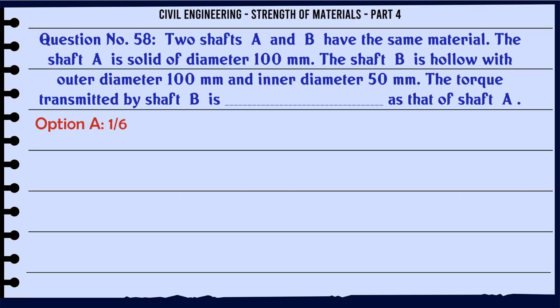Two shafts A and B have the same material. The shaft A is solid of diameter 100 mm. The shaft B is hollow with outer diameter 100 mm and inner diameter 50 mm. The torque transmitted by shaft B is as that of shaft A.